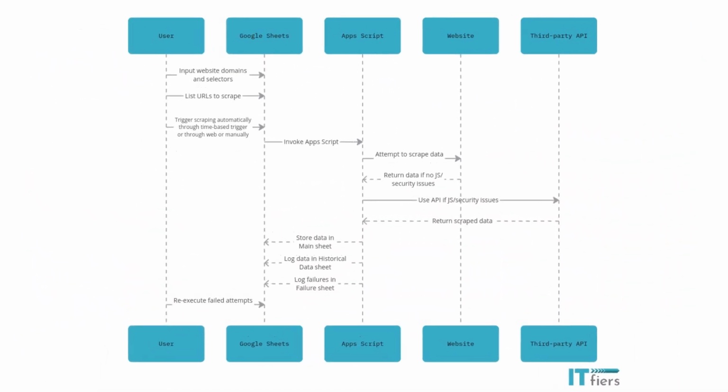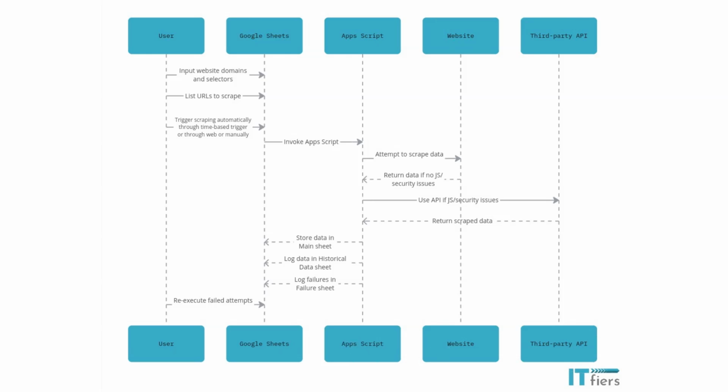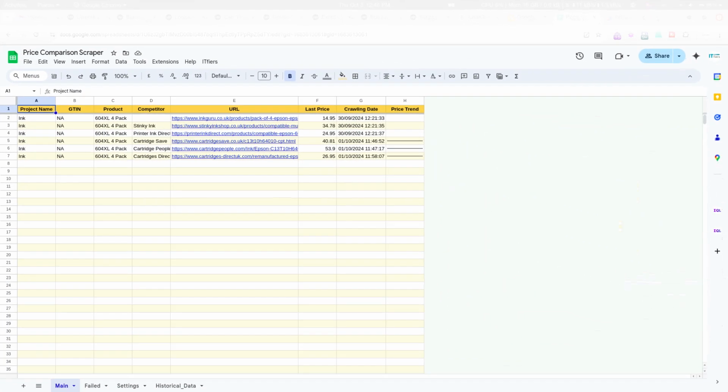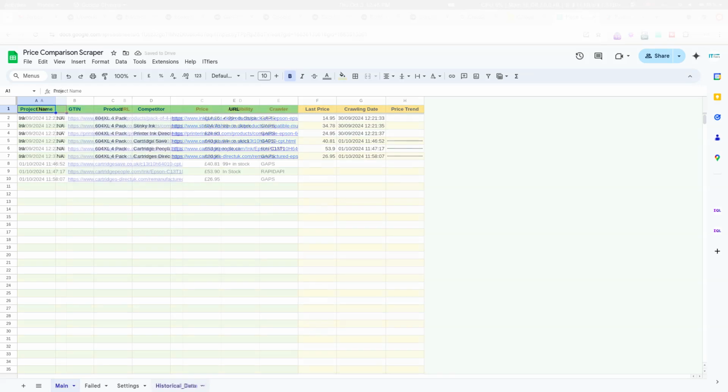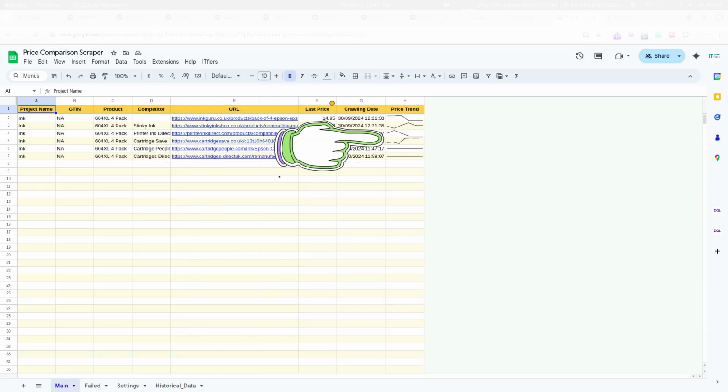The script first attempts to scrape using AppScript. If the page isn't rendered with JavaScript or protected, it scrapes for free. Else, if the site uses JavaScript or security features, we switch to a third-party scraper API, costing as little as 1 cent per request. All scraped data appears in the main sheet and is automatically saved in the historical data sheet, allowing you to track trends over time.